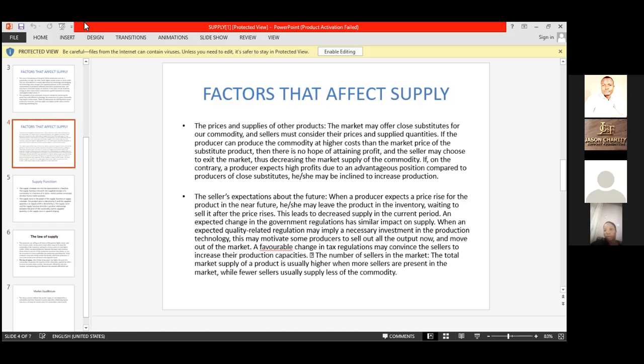Now, if the price of other products, the price of your competitors, your substitute group, is so high, that means it's going to affect what you are producing positively. Because their price is so high, customers will come to your side and buy your own, and buy that from you.